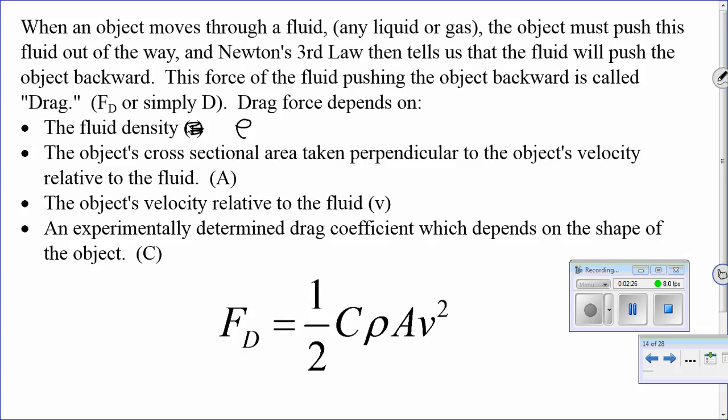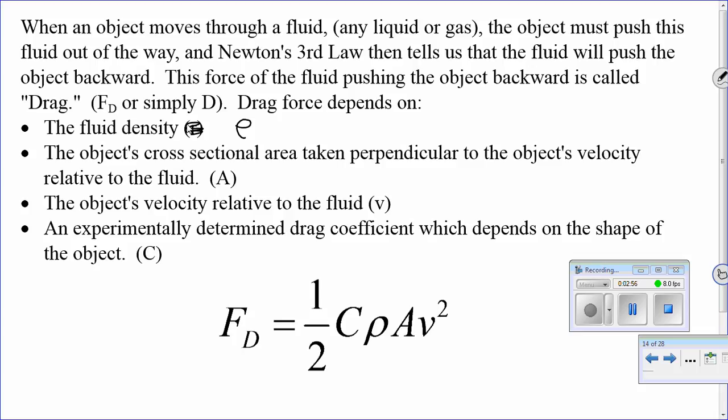Okay? All right, the second thing that it depends on is the object's cross-sectional area. That's why if I drop a piece of paper like this, it falls slowly because it has a large area. But if I crumple it up and drop it, it falls just as quickly as a thing that's not paper, right? Because I decreased the area and therefore decreased the drag force. Cool? All right. So the area matters.